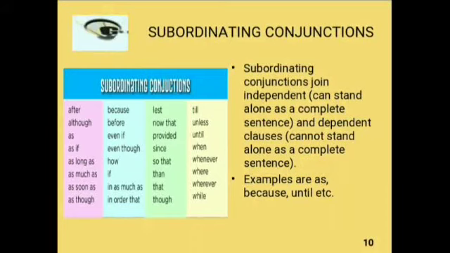Subordinating conjunctions. Subordinating conjunctions join independent clauses that can stand alone as a complete sentence and dependent clauses that cannot stand alone as a complete sentence. Examples are as, because, until, etc. Some more examples of subordinating conjunctions are given on the chart that is on the left side of the slide.